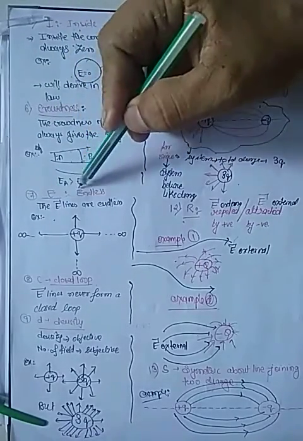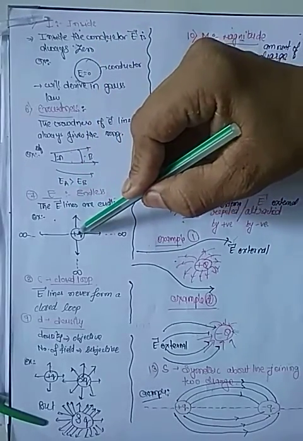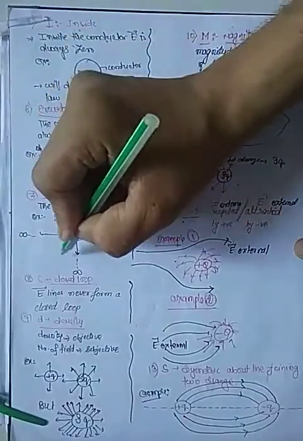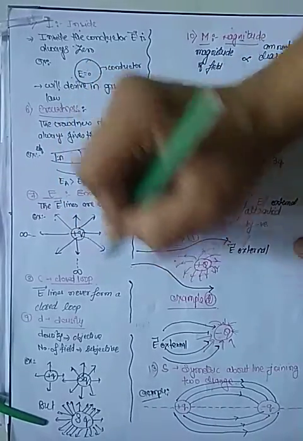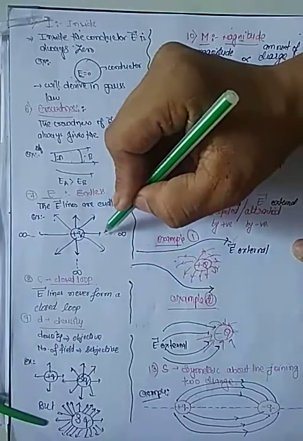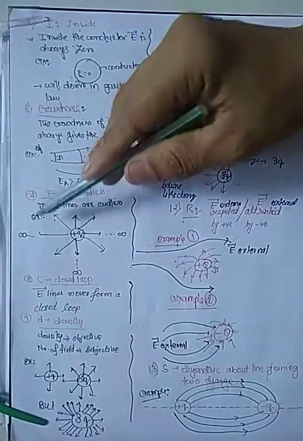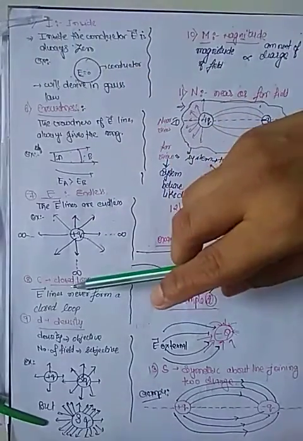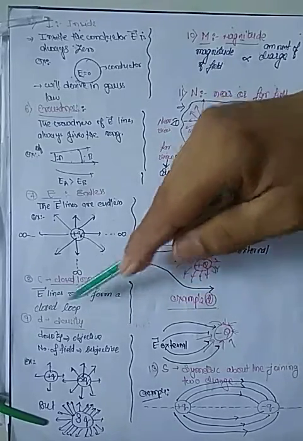Now the seventh one is endless. Electric field lines are endless. If this is a positive charge, the electric field lines come outside, in numbers. But where will these field lines stop? Anywhere, I can say it will move till infinity. It will never end. So the electric field lines are endless, they are infinite.